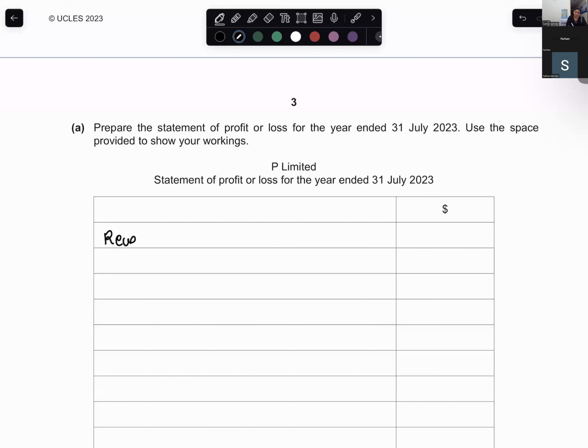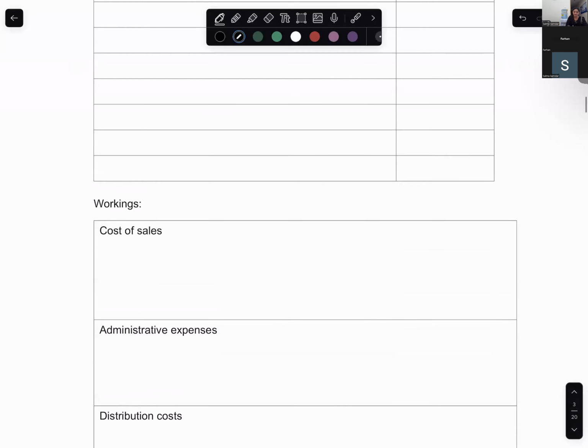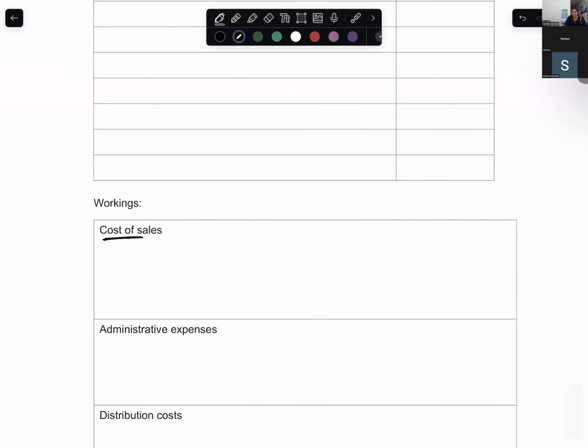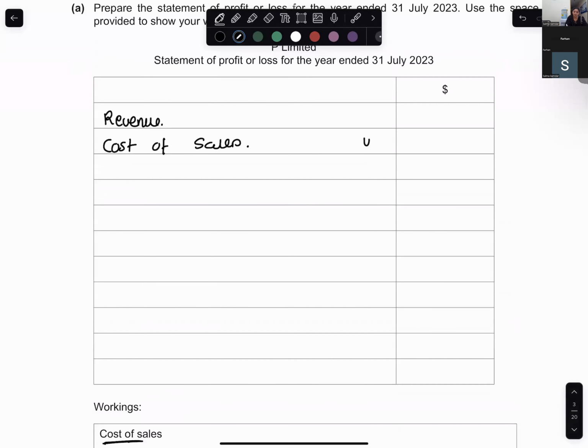Revenue minus cost of sales. You will not write minus, because that is in accordance with IAS 1. Now, if you see, you have been given place for working of cost of sales. So here you will write working 1. Then gross profit.